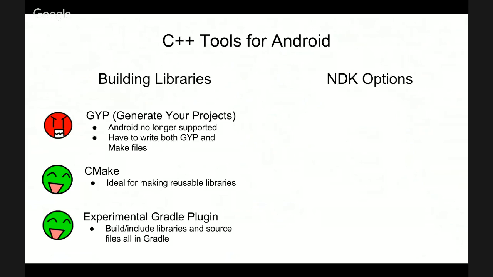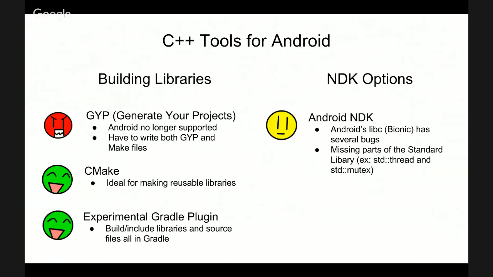So, the NDK. Obviously there's the Android NDK. You're going to have to have an NDK to talk to C++ at all. Android won't even know how to talk to C++ without an NDK. So the first option is Android's NDK, but it gets not a frowny face, but not a happy face either.